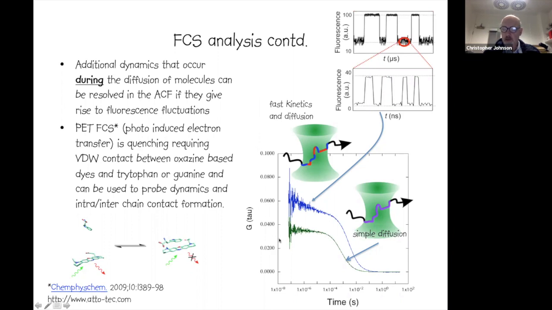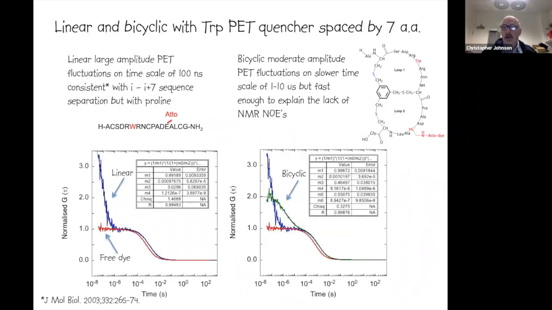And on this faster time scale, we see a constant value. Here we can see an additional kinetic or a dynamic occurring, which results from additional intrachain movement causing these fluctuations in our signal. And here's an example of how we use that here at the LMB, and this comes from work on a bicyclic therapeutic peptide.